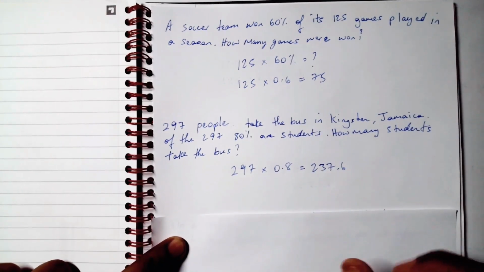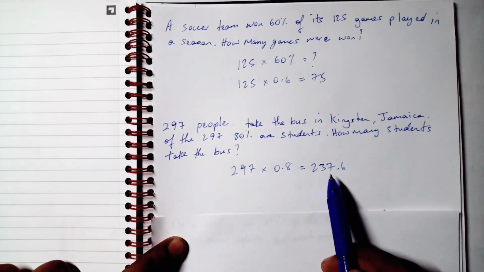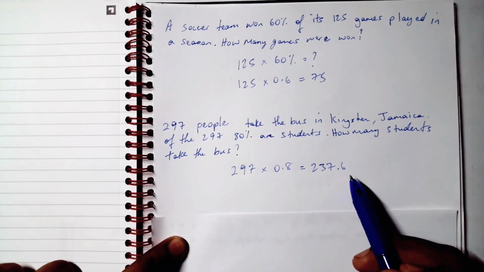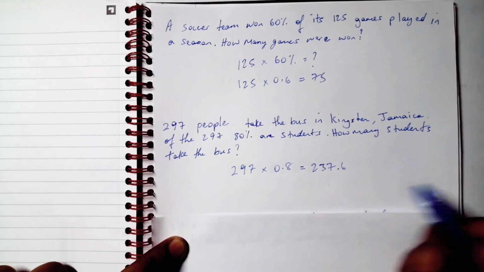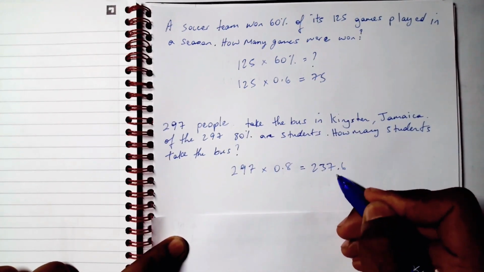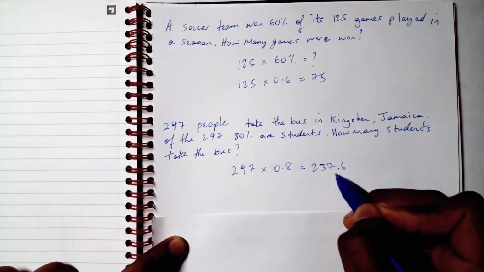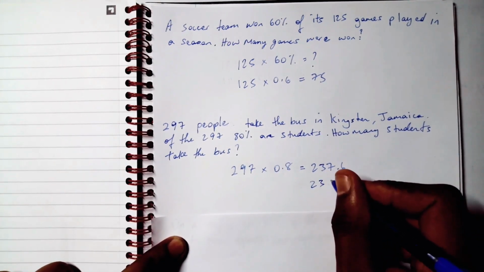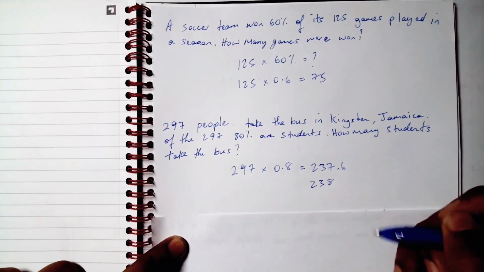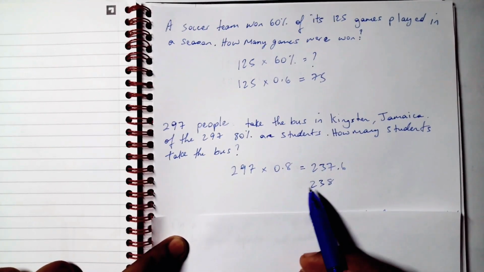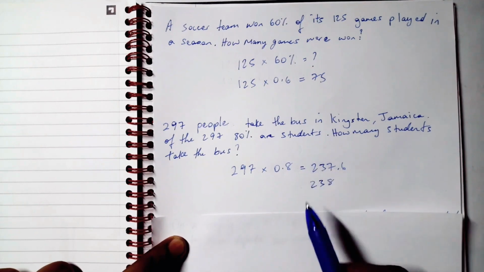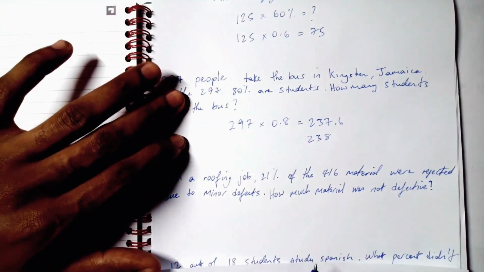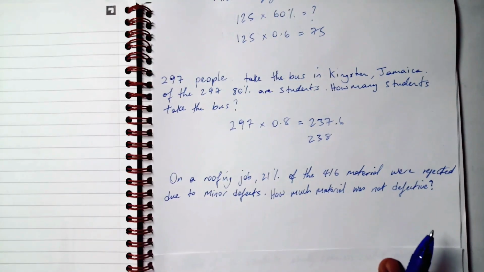237.6. Alright, but we can't have 237.6 persons. We can't have 0.6 of a person, so we'll have to round up. So when we round the 6 up, because it's greater than or equal to 5, we add 1 to the 7 and it becomes 238. And that's it. So yeah, 238 students take the bus. Alright, pretty simple.